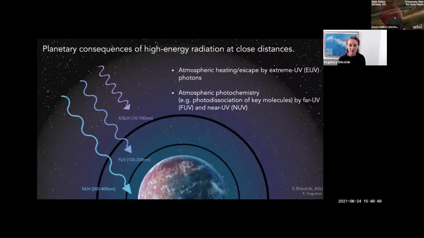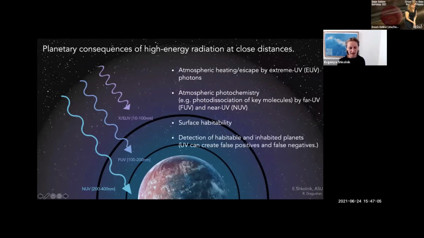We also care about atmospheric photochemistry because UV photons photodissociate the key molecules we're looking for. If you're looking for biosignatures in these planets, you have to understand what the far UV and near UV are doing to the molecules of interest. And of course, both these things will affect the surface habitability of the planet and the detection of any biosignatures, because it turns out that there is a pathway where the UV can create both false positives and false negatives of biosignatures in Earths around M-stars.